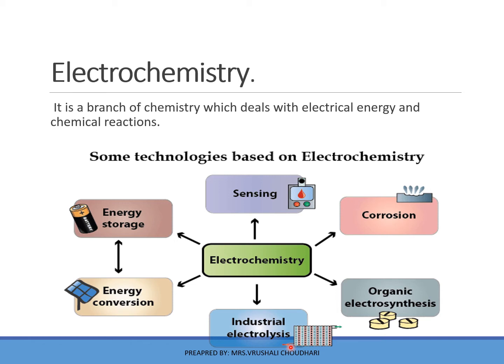Energy conversion: we are converting solar energy, solar light, into electric energy. There also electrochemistry is required. So in electrochemistry we are going to study both reactions: when electric energy is converted into chemical energy and when chemical energy is converted into electric energy.